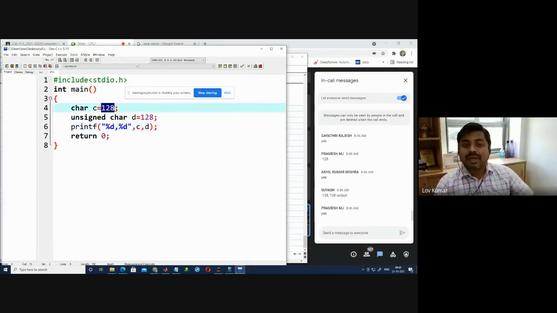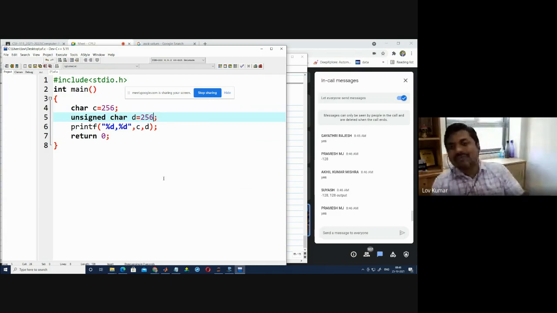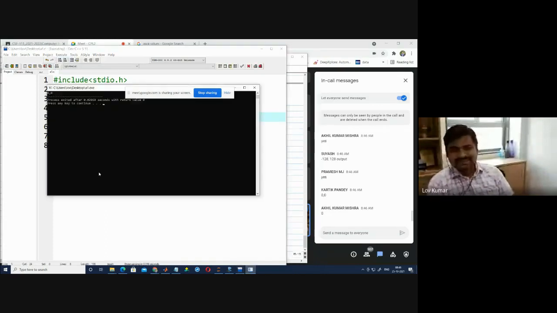Same like that, if you are writing here 256, and here you also write the 256 value, I will tell you what value it prints. If we write character C equal to 256, and again here character D equal to 256, what value will it print? Anyone? It will print the value 0, 0.